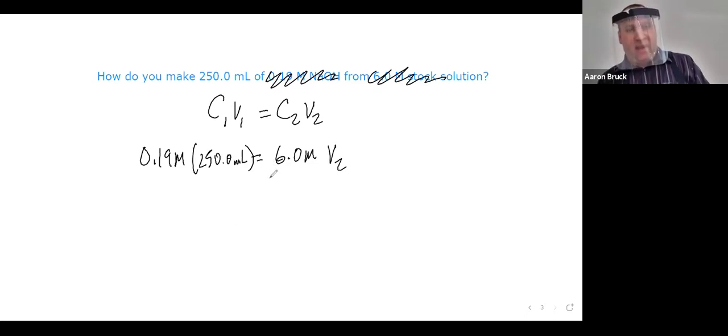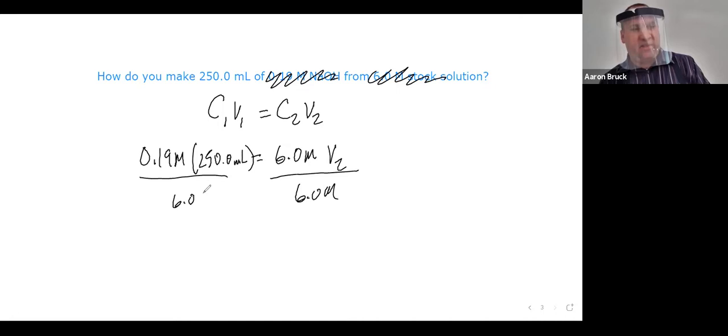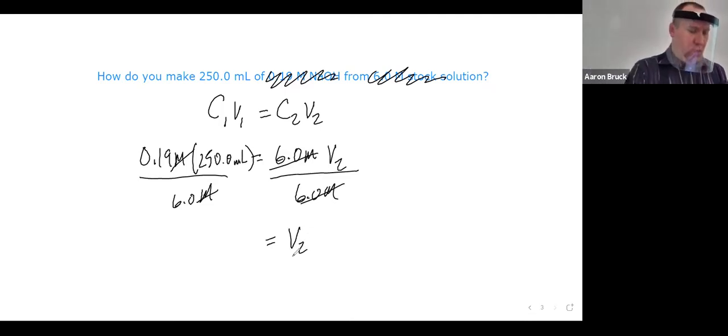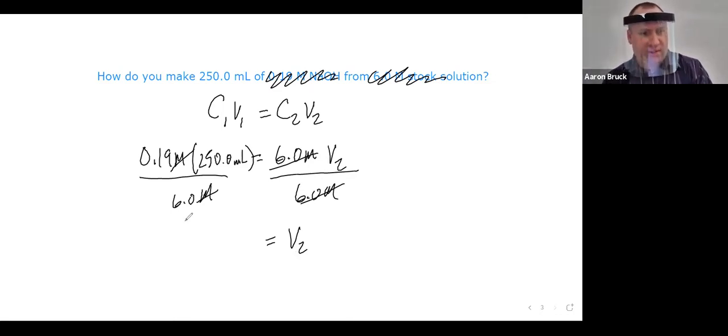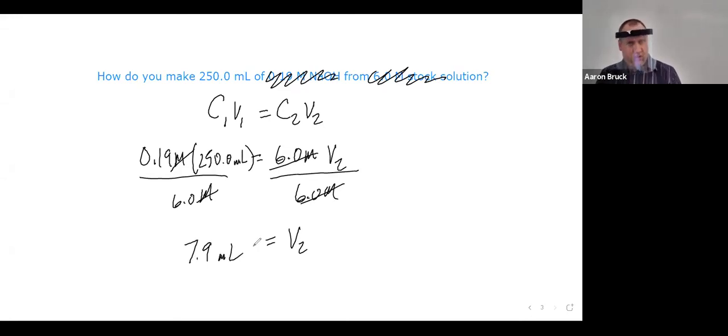So that being said, 6 molar, divide each side to get rid of the molarity. 0.19 times 250 divided by 6, with two significant figures, is 7.9 milliliters.